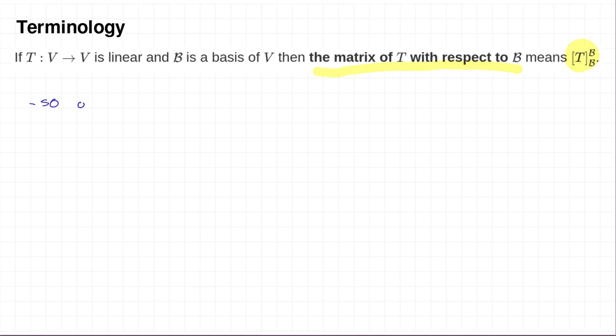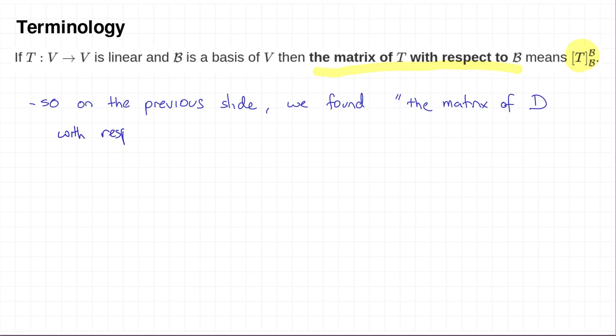So on the last slide, in this language, we found the matrix of D with respect to the basis 1, x, x squared, x cubed.